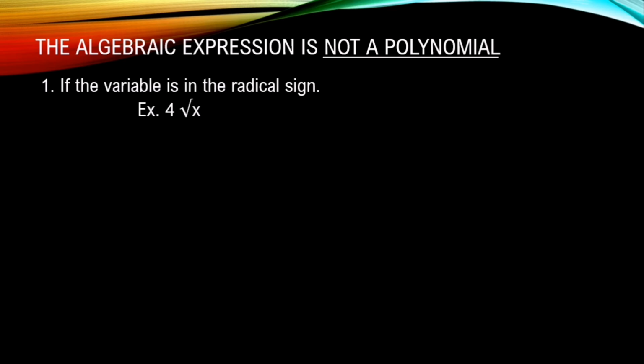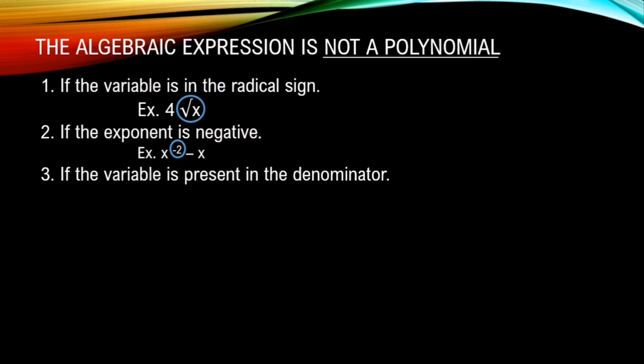Our variable, which is x, is written inside the radical sign. Number 2, if the exponent is negative. For example, x to the power of negative 2 minus x. Observe that our exponent is carrying a negative sign. Number 3, if the variable is present in the denominator. For example, 2ac divided by b. So b is the variable which is written in the denominator.